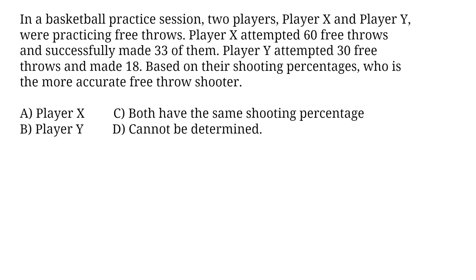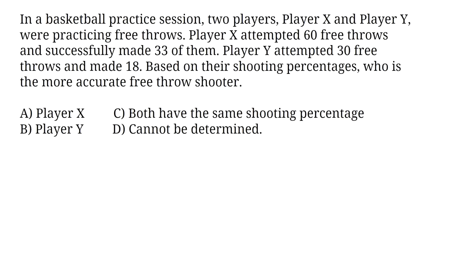In a basketball practice session, 2 players, player X and player Y, were practicing free throws. Player X attempted 60 free throws and successfully made 33 of them. Player Y attempted 30 free throws and made 18. Based on their shooting percentages, who is the more accurate free throw shooter? A. Player X. B. Player Y. C. Both have the same shooting percentage. D. Cannot be determined. Comparison questions are common on the GED Math.